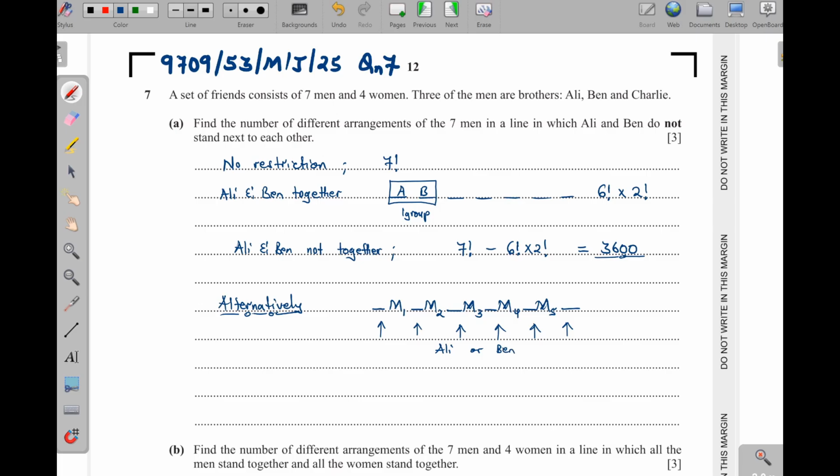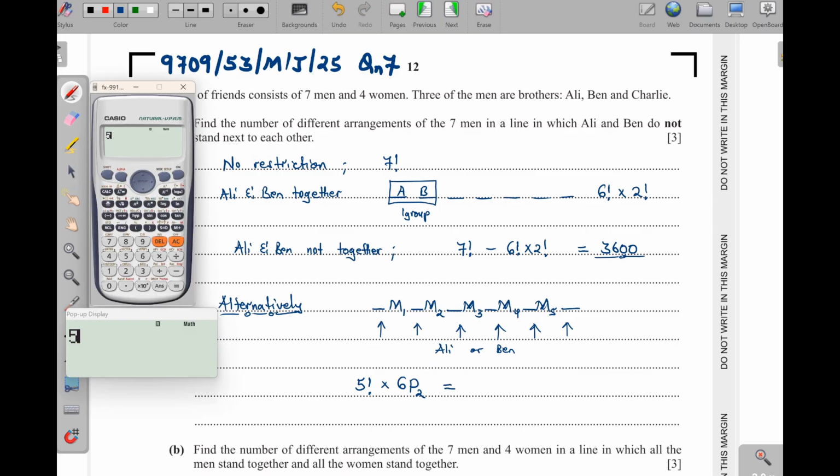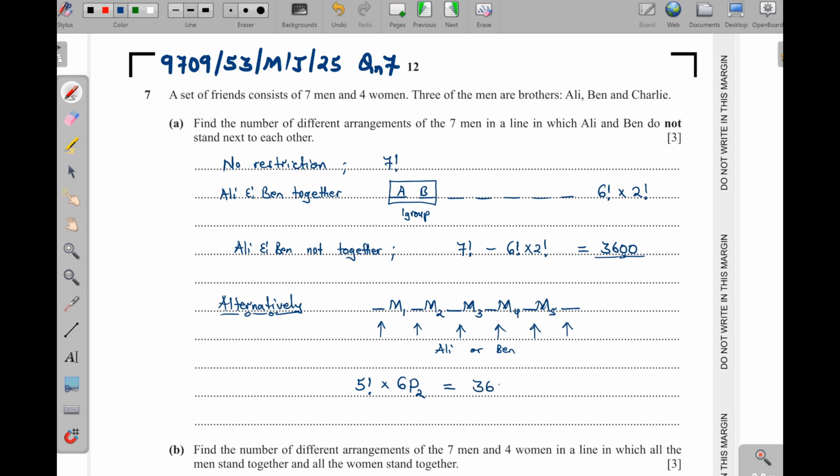Now, first of all, these are 5 men. We can arrange them in 5 factorial ways. Are we there? Then, Ali and Ben, how many spaces do we see? 1, 2, 3, 4, 5, 6. Out of the 6 spaces, I'm only going to use 2. So out of the 6, permute these 2 for Ali and Ben. So what do we get here? 5 factorial times 6 permutation 2. You get 3,600. So either way, you get it.